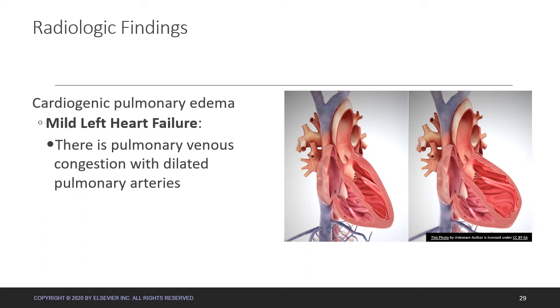You can see a normal heart here and a heart with left heart failure. Notice how the left ventricular wall is thin and overstretched.